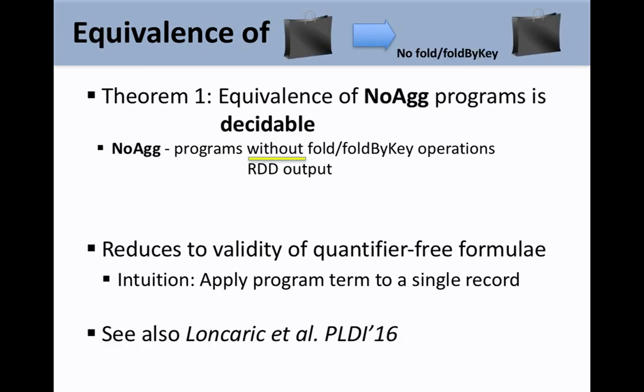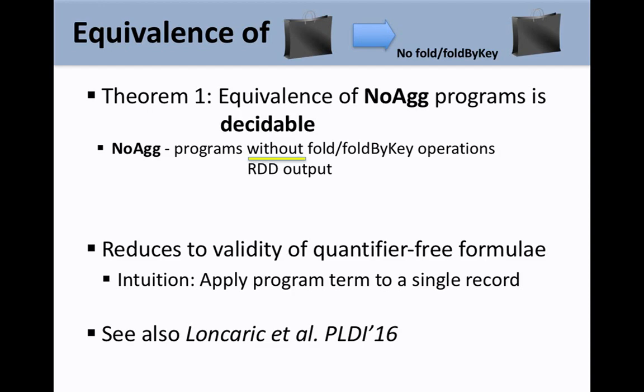So what we show is that if we look only at no-AG programs, which are programs which have no fold or fold by key operation, then the question of equivalence is decidable. And the reason is that it's very simple to see that all we need to care about is the equivalence of how the program operates on bags with single elements. If they produce the same results, because the different elements are independent, you can verify this equivalence. And essentially what it translates into is the validity of a quantifier-free formula in Presburger arithmetic, which is decidable.